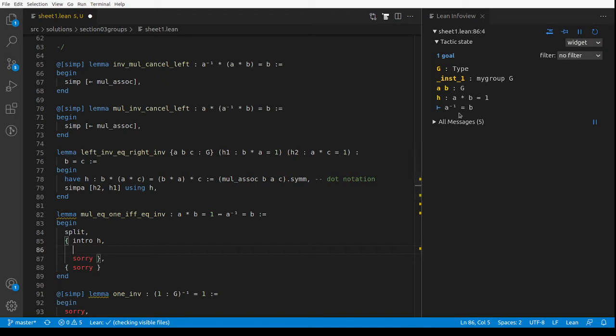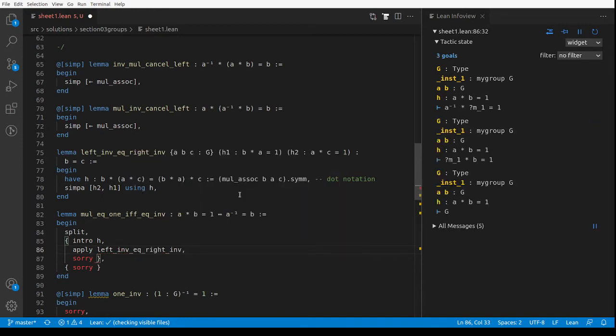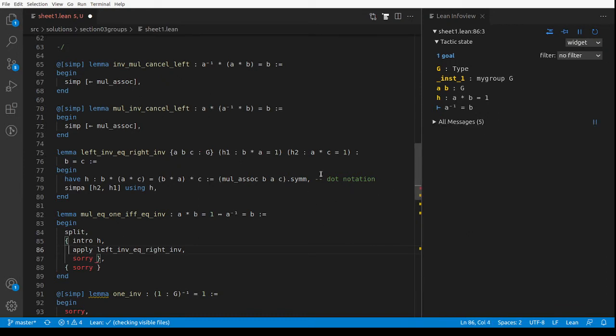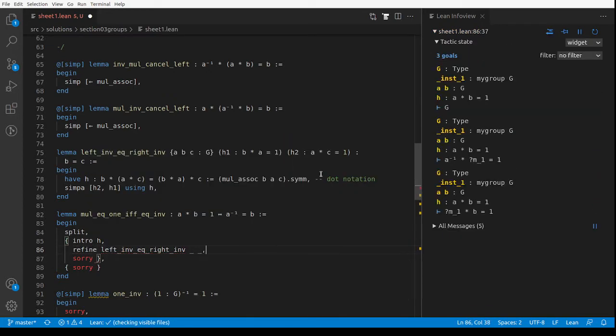And now we've got to prove that A inverse equals B, and this is the proof that I'm wondering if you'll spot. The idea is that the previous lemma is very helpful for us here. We're trying to prove that A inverse equals B, and we know that A times B is 1, but we also know that A inverse times A is 1, because that's one of the axioms, and so we can use this. We're going to be able to apply left_inv_eq_right_inv there. If we apply left_inv_eq_right_inv, now we have three goals, and I suppose we could refine it instead, if you like. We could refine this and then two underscores there.